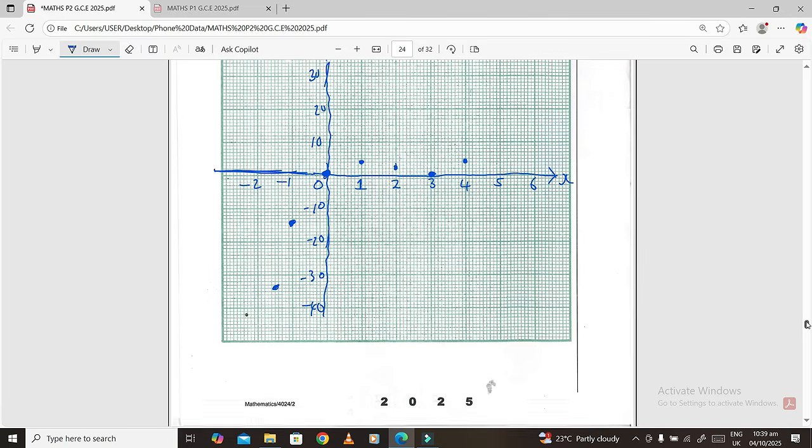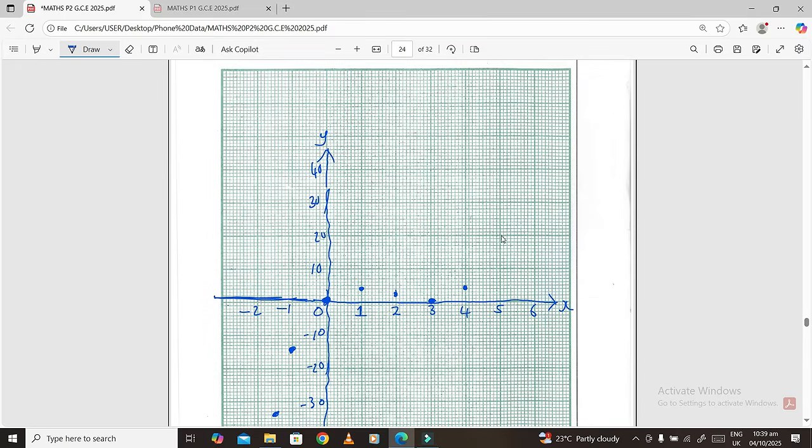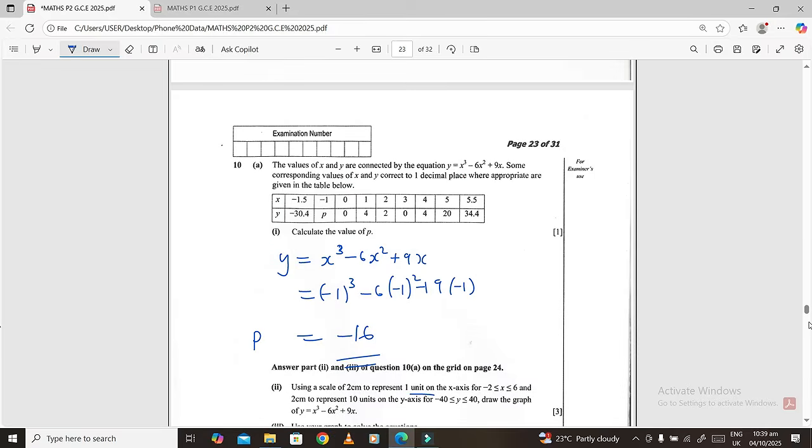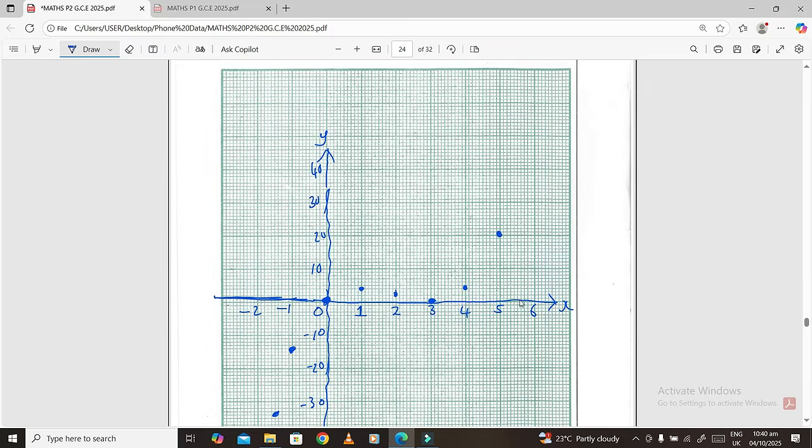The next one is (5, 20). This one is very easy because it's falling right here. And the last point is (5.5, 34.4). So 5.5 supposed to be in between this 5 and the 6. So 34, okay, 34.4. 1, 2, 3, 4. So it's supposed to be somewhere here. So now you can join the points of the curve, and this is how it's going to look like.